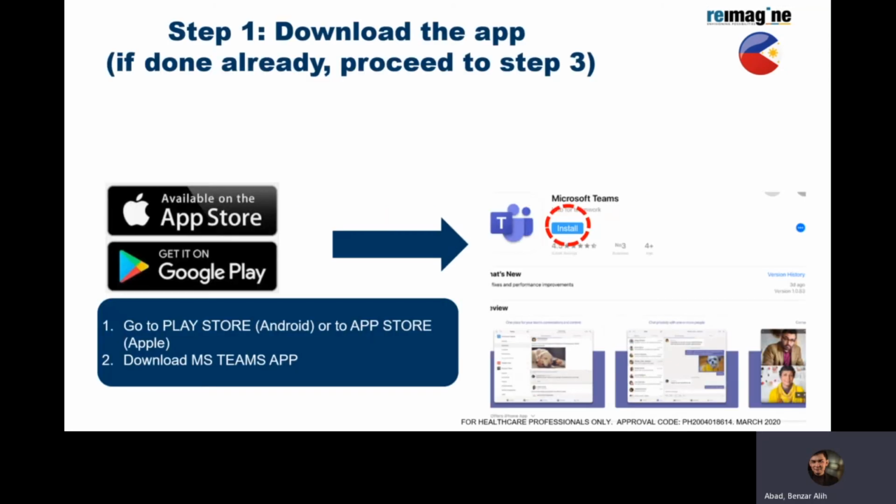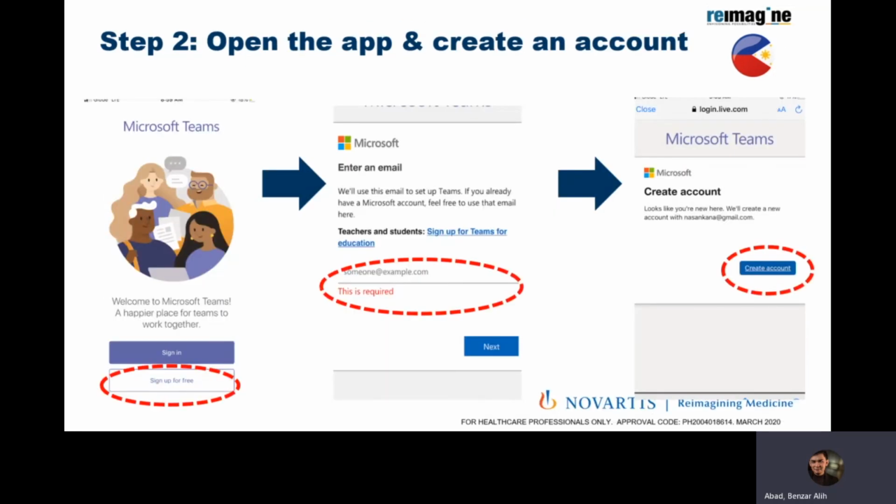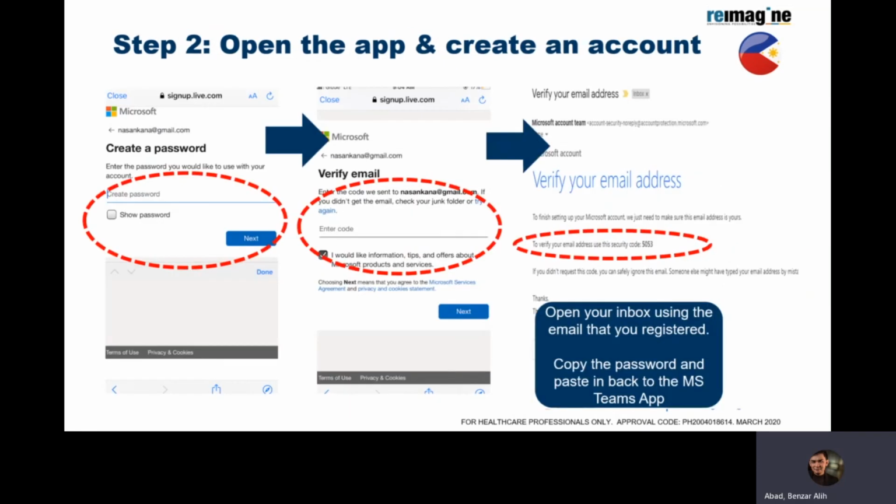For mobile device, what you need to do is download the MS Teams app in Google Play Store or App Store and then click on install. If you're already done with this step, you can proceed to step number 3. Otherwise, proceed with me in step 2. For step 2, open the application, click sign up for free, provide your email address, and then tap on create account. After that, you will be asked to provide your password and then verify the email address that you have provided.